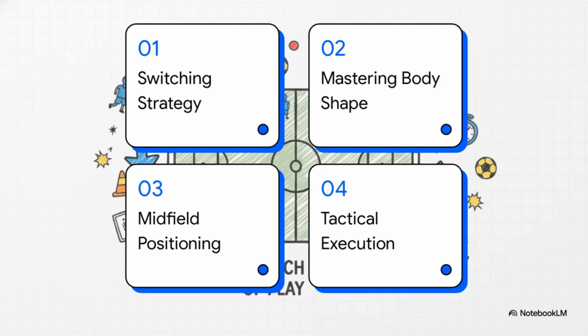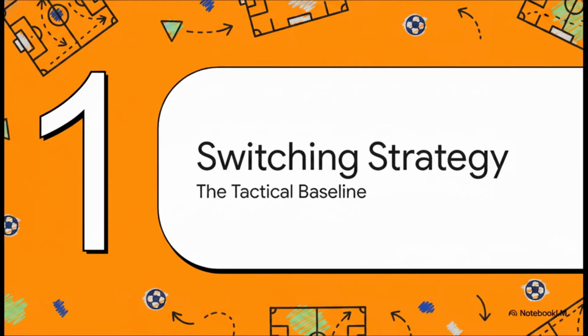We've got 4 parts. First, the strategy of switching play. Second, mastering your body shape. Third, midfield positioning and spacing. And finally, executing the tactical shift. Let's dive right in. Starting off with Section 1, the strategy of switching play, which is really our tactical baseline.